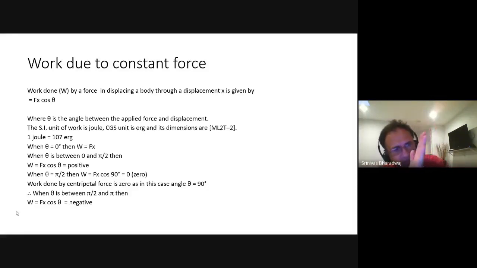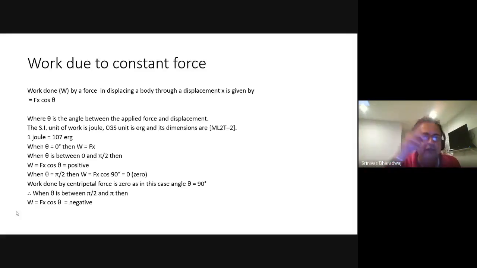So if the force and the displacement are orthogonal to each other, or perpendicular to each other, then the force does not do any work. Let me give you the classical example of when force does not do work, when force and displacement are perpendicular to each other: that is when a body is moving in uniform circular motion.